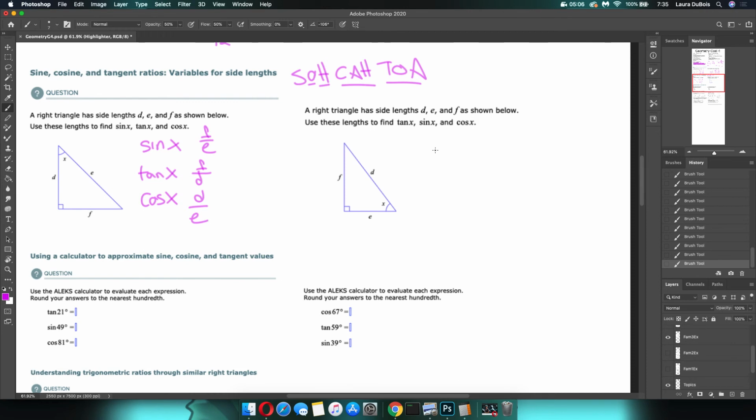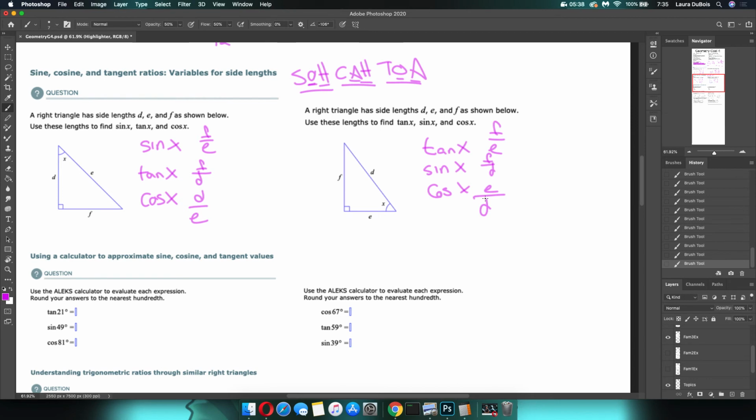All right? So we want to find tan x, sine x, and cosine x. So tangent is opposite over adjacent. Opposite, which is F, over adjacent, which is E. Sine x is opposite over hypotenuse. Opposite, F, over hypotenuse, D. Cosine is adjacent over hypotenuse. Adjacent, which is E, over hypotenuse, which is D. And that's all you're doing.